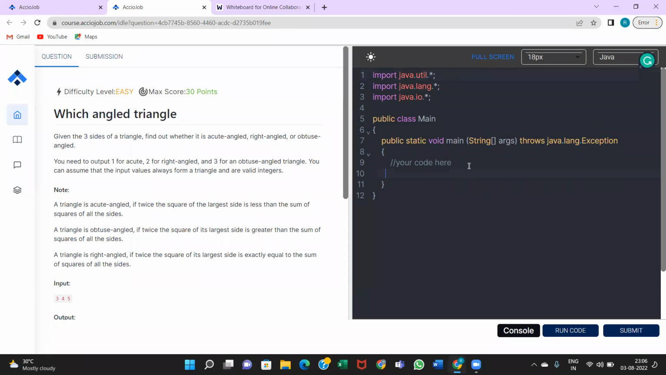Guys, any problem? Let me just write the code, and wherever you face any problem, let me know. Scanner sc.